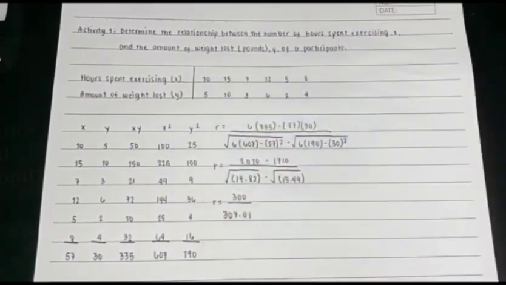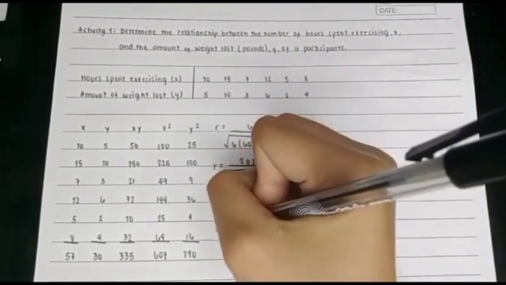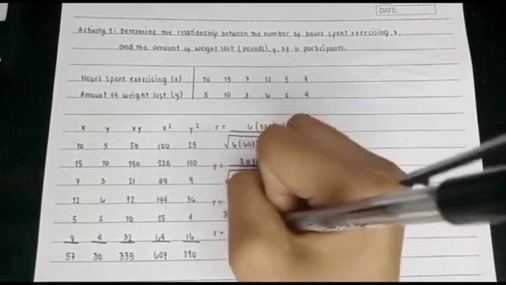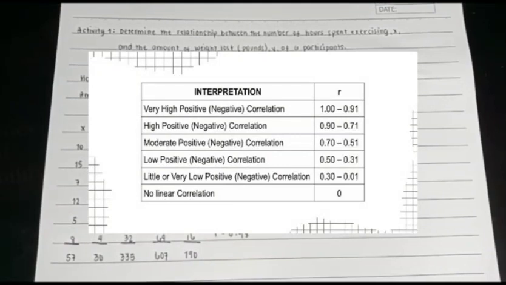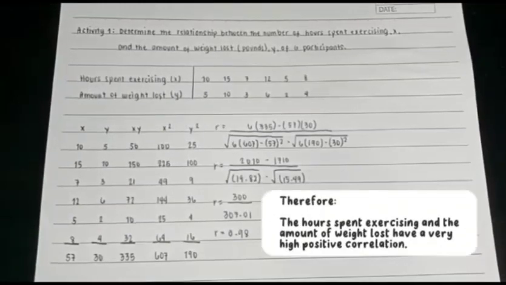To get the final answer, i-divide lang natin yung 300 sa 307.01. So, 300 divided by 307.01, and that will be 0.98. And that will be the final answer. Kung titignan ulit natin sa interpretation of correlation, ang 0.98 is very high positive correlation. Therefore, the hours spent exercising and the amount of weight loss have a very high positive correlation.